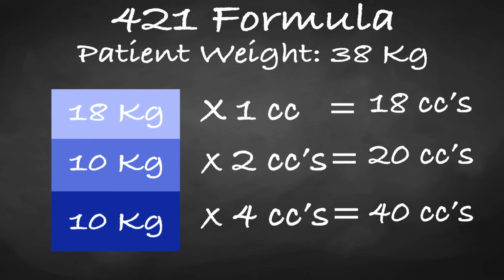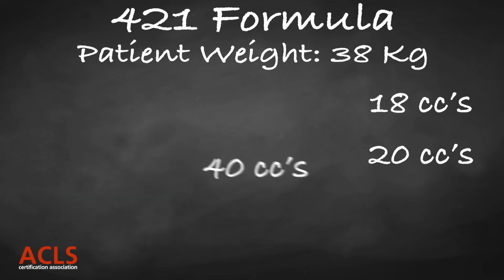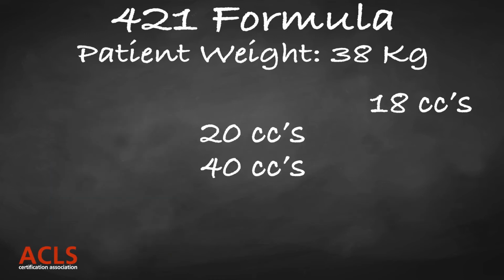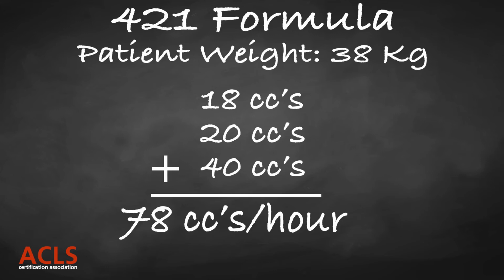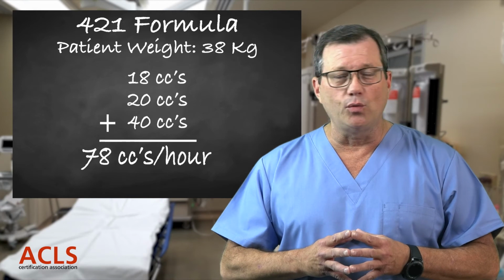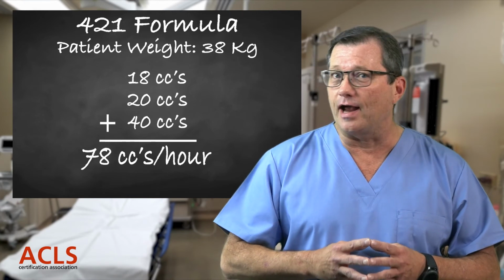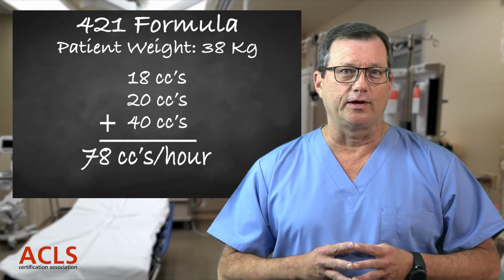So our hourly maintenance IV infusion rate for this child is going to be 40 plus 20 plus 18, and that gives us 78 cc's per hour. And that's the 4-2-1 rule for calculating maintenance IV fluid rates on your pediatric patient.